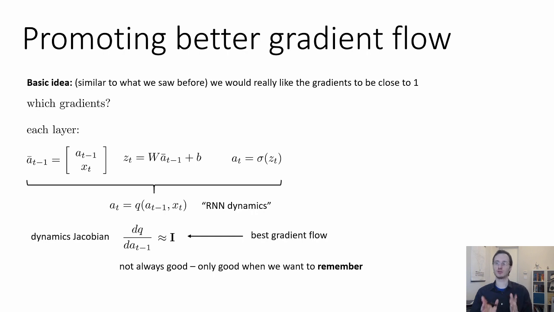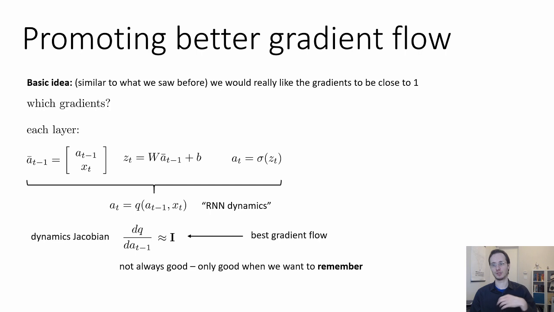You only want it to be close to identity when you really want to remember. So at some time steps, maybe for the coordinates 1, 7, and 8 in the activation vector, we just need to remember those. Just leave them alone, don't change them. Maybe for some of the others, you want to incorporate the new input, but for a few of them, just leave them alone, let them be, because that's how we're going to remember information from the very beginning.